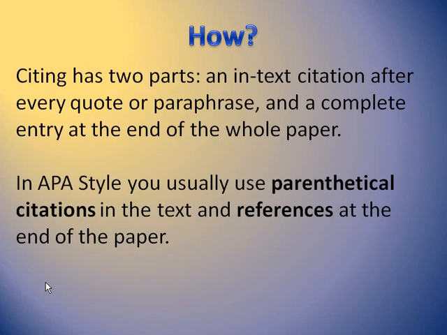There are two parts to the citing process. First, an in-text citation that comes right after every quote or paraphrase, and then a larger entry at the end of the whole paper. Every in-text citation should lead to the complete entry at the end of the paper. So the purpose of the in-text citation is to clearly identify which end-of-paper entry. In APA style, the in-text citations are parenthetical citations. That is to say, there are little comments in parentheses. And then the end-of-paper citations are references.